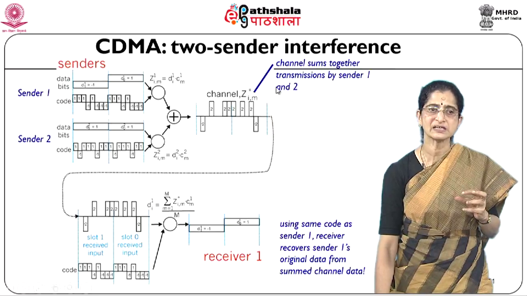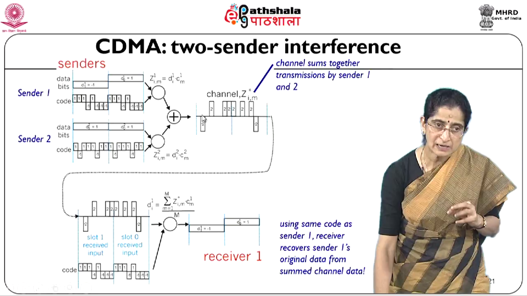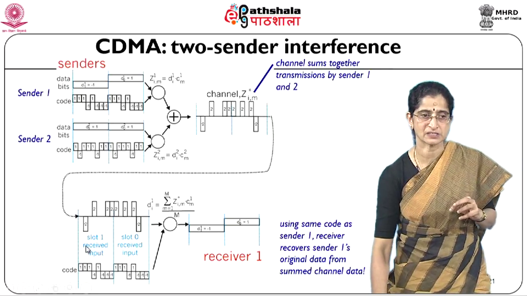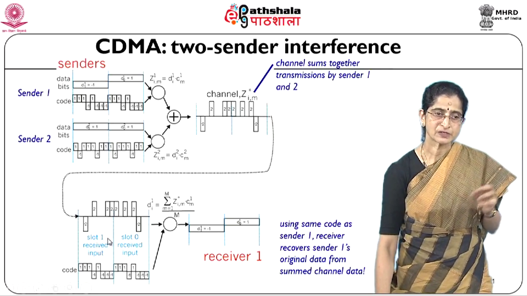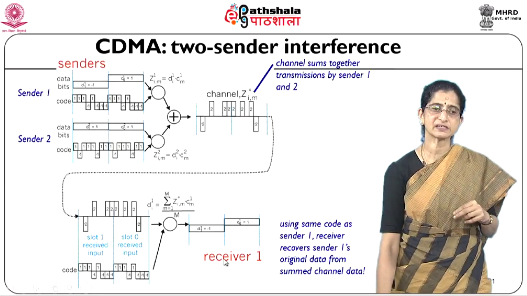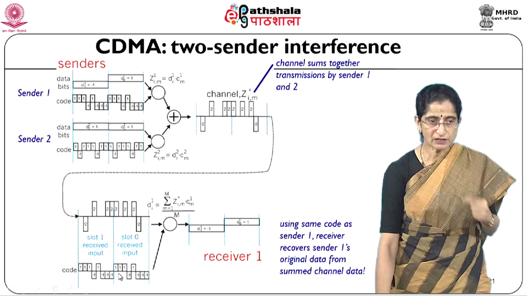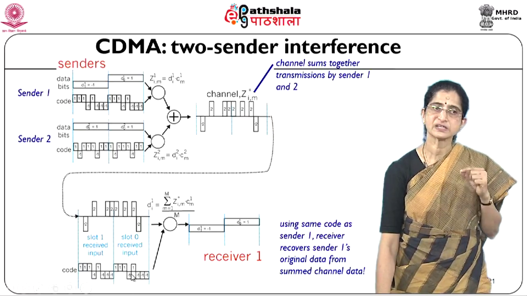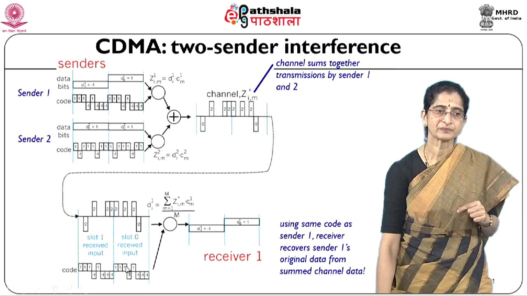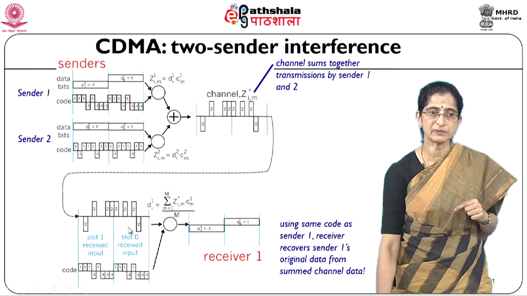So the channel basically sums together the transmissions by sender 1 and sender 2. Now this summed output is what will actually be transmitted. So when this is transmitted, let's look at how receiver 1 will be able to receive the data. Let's say receiver 1 wants to receive the data from sender 1. So what does he do? He will use the code of sender 1, and do the same inner product with this summed data that is received.